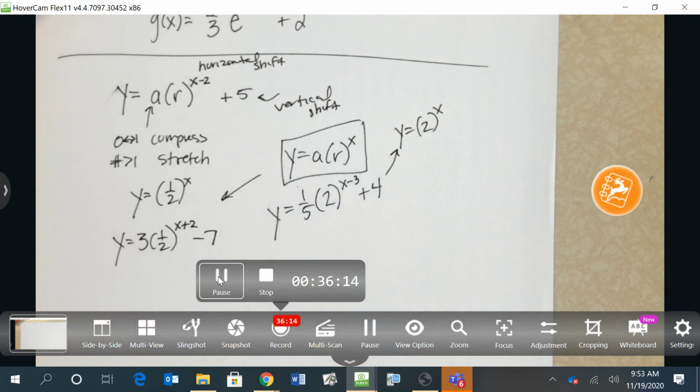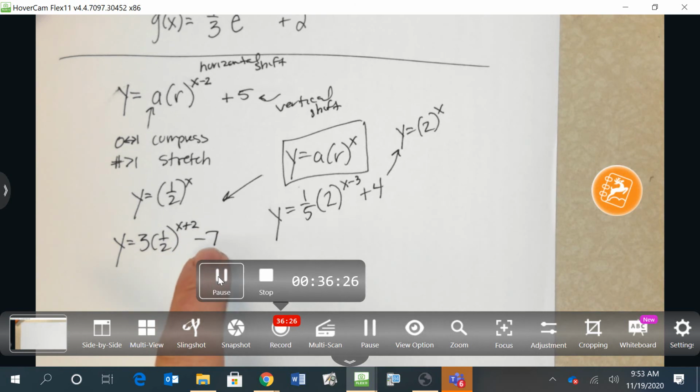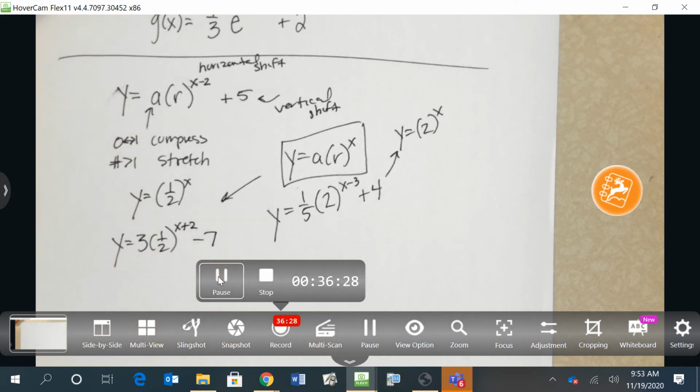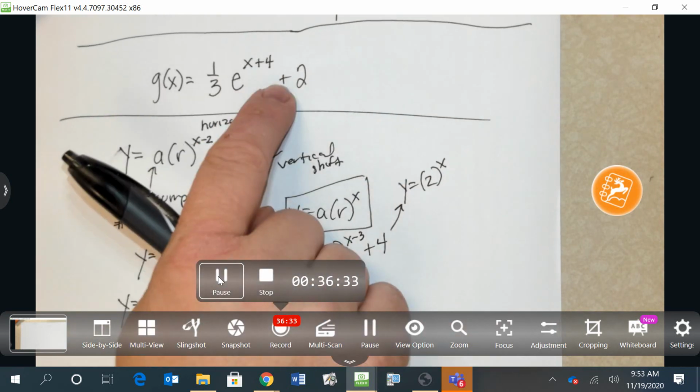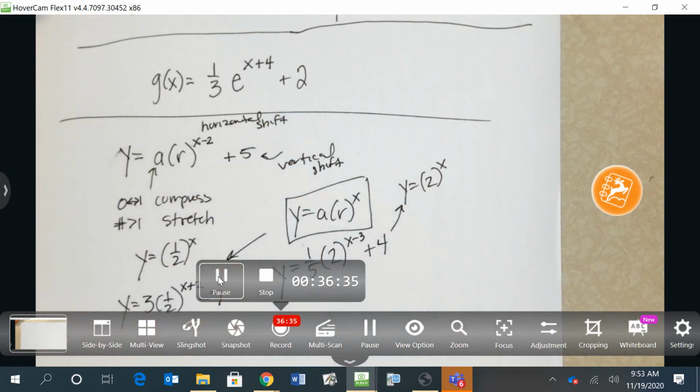And if you had to describe this, we would say a vertical stretch by a factor of 3, shift to the left 2, and shift down 7. Okay, so now we're going to take that, just a little bit of a review, and we're going to come back to this problem. I don't have too much left, so stick with me here.